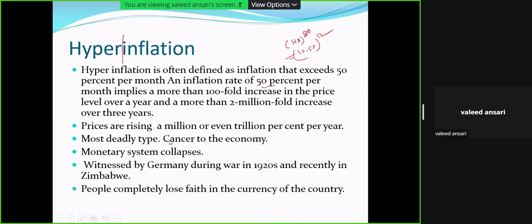Now the next question is, what are the causes of inflation? If you have any question, you can ask before I proceed.